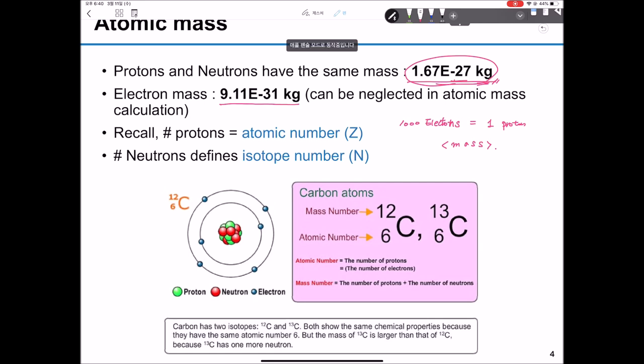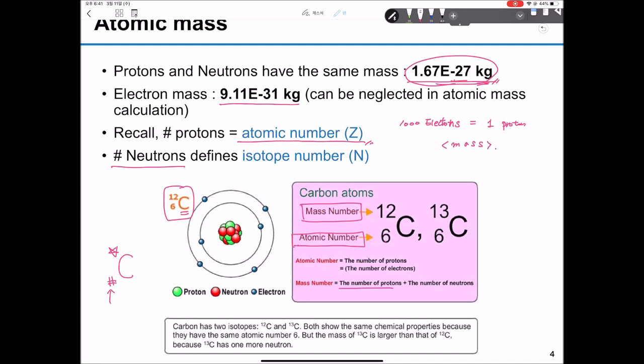So the number of protons defines the atomic number, and the number of neutrons defines the isotope number. Okay. So when you see an atom, this is carbon, right? Usually we write it like this, right? And this is the atomic number, and this is the mass number, right? So when the mass number is double the atomic number, we can say, oh, the number of protons and number of neutrons are equal. When the mass number is not double the atomic number, then we can say, oh, they are not the same.